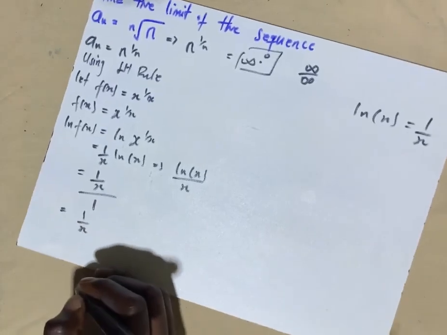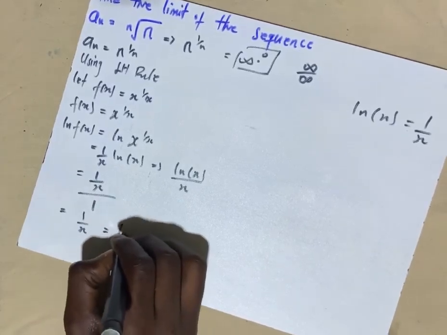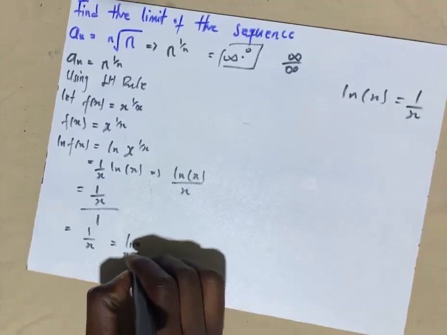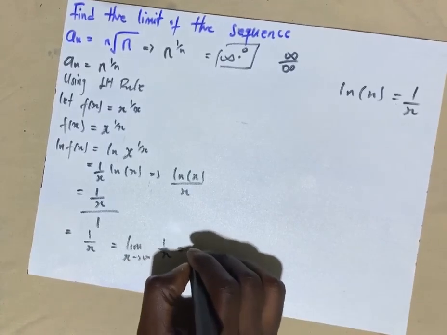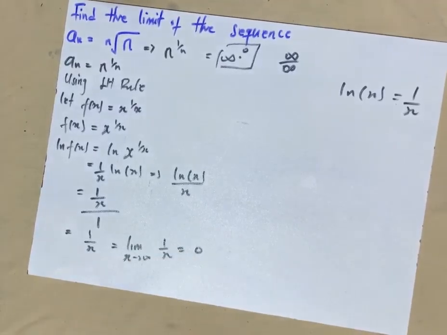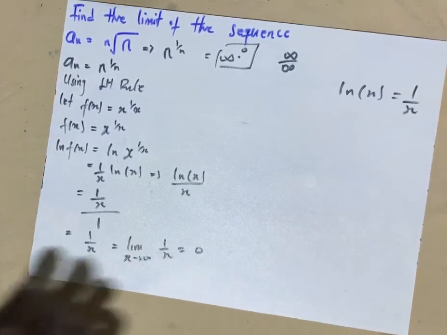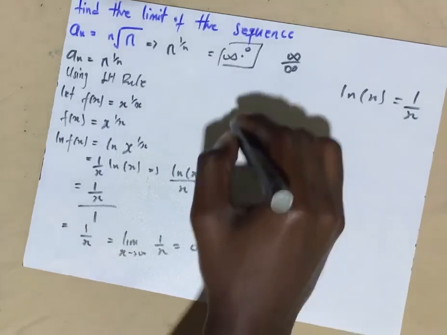So what do you do next? You try and find the limit as x approaches infinity of 1 over x, which is going to give us what? 0. Because you know that 1 over any variable, as long as that variable is going to infinity, your output is going to give you 0. So the limit of 1 over x is 0. But remember that we are still not done.